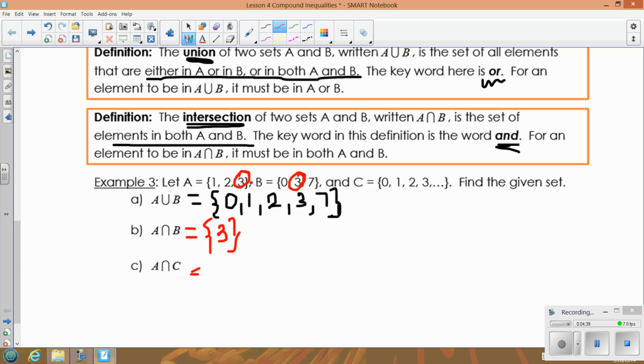And then the intersection of A and C. So if you look at C, C is an infinite set. It's going on forever. And if you look at A, we have 1, 2, 3, which is actually contained in C. Even if A had 4 in it, I would know that 4 is going to be included in set C because set C is going on forever. So the intersection is just going to be 1, 2, and 3. Basically all of the members of A.